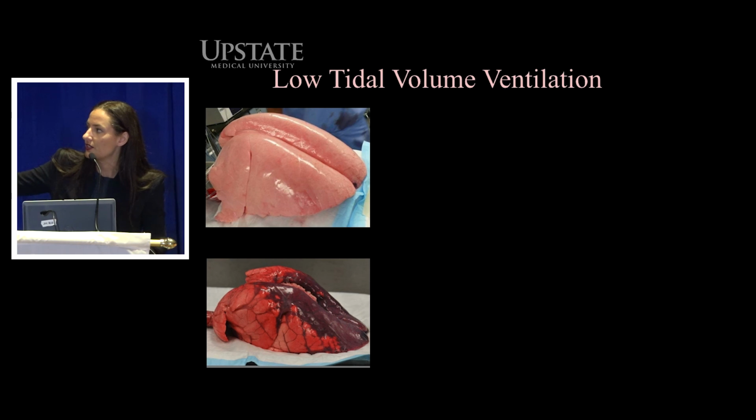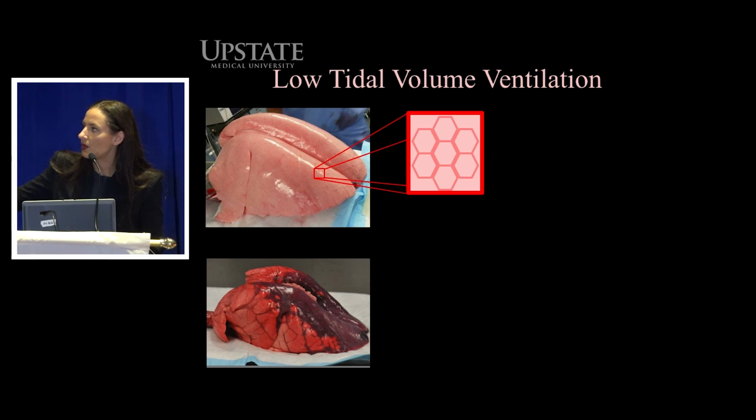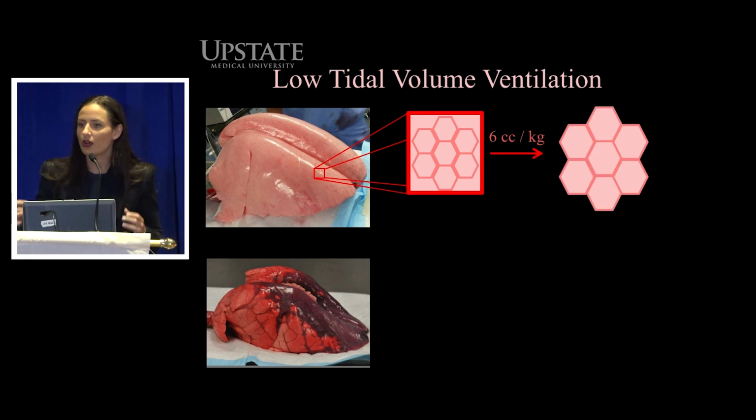So if we, for instance, look at these nicely inflated, homogeneous, open, pink, healthy lungs, and if we were to zoom in and look at the alveoli, we would imagine that those alveoli are going to be nice and open, all have similar diameters, they're not collapsed, there's nice homogeneity in them. And if we deliver a low tidal volume, a 6 cc per kilogram tidal volume, on top of these healthy alveoli, we could imagine that they're all going to distend fairly symmetrically, fairly evenly, and they'll all be nice and open and persistently homogeneous.